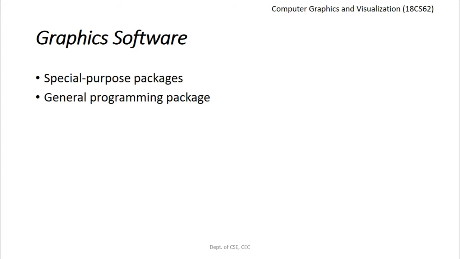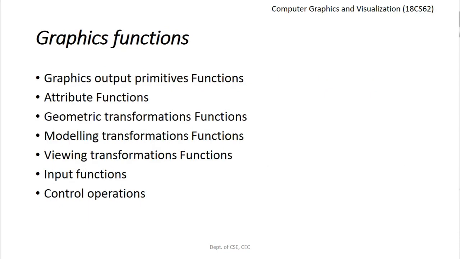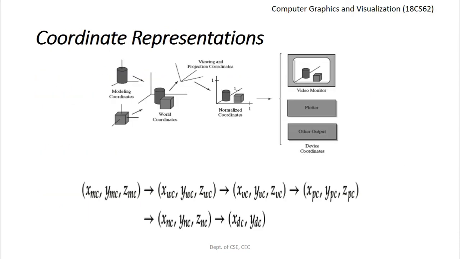A set of graphics functions is called a Computer Graphics Application Programming Interface, or CG API. So a general programming package provides a library of graphics functions that can be used along with programming languages such as C, C++, Java, and so on. Examples include OpenGL, VRML, Java 2D, and Java 3D. That is about graphics software. Now let us see what we mean by coordinate representations.